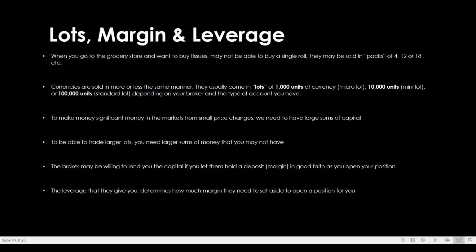So let's start by talking about lots. I'm sure you've caught on now that I use a lot of oversimplified examples to make things relatable. So let's say you go to a grocery store and you want to buy some tissues. In most of the larger grocery stores, you will find that you may not be able to buy a single roll of tissue paper. Why? Because they sell them in packs of maybe 4, 8, 12, 18, or whatever denomination they choose. But the key to note is they sell them in packs.